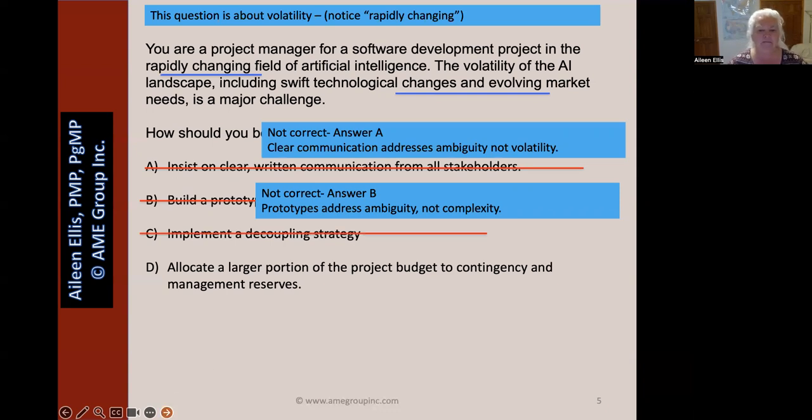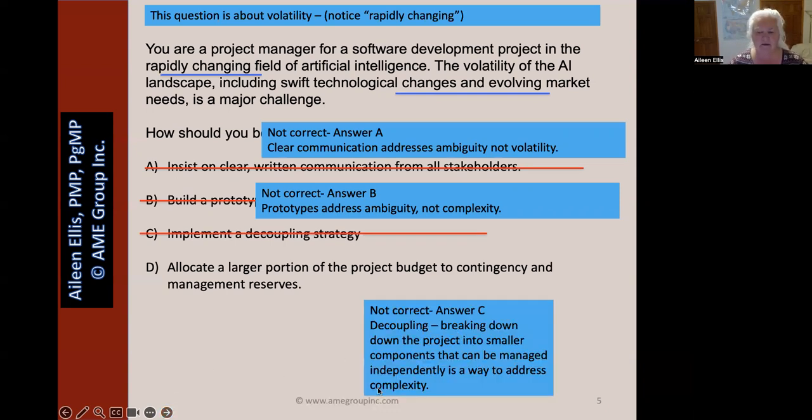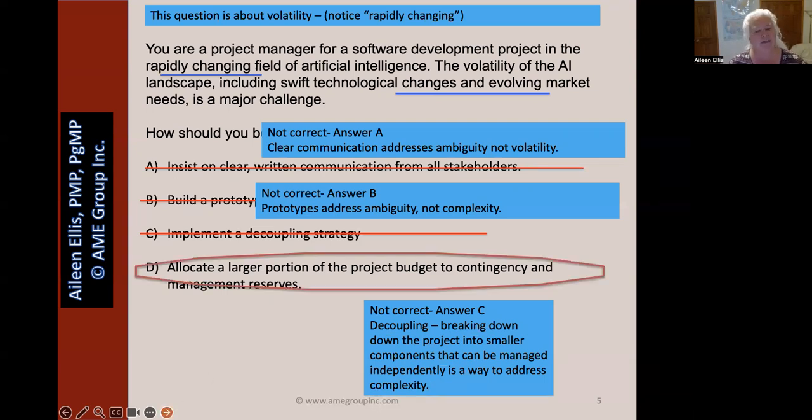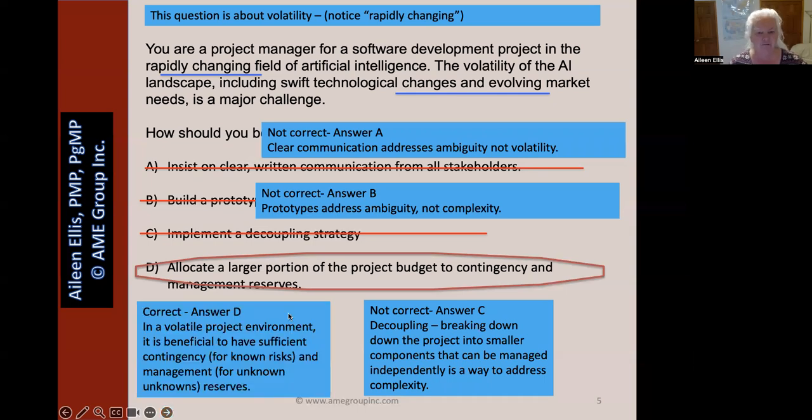Implement a decoupling strategy. Decoupling addresses complexity. The answer we're looking for relates to contingency reserve and management reserves. We need these reserves in a volatile project environment because there are so many risks for changes.